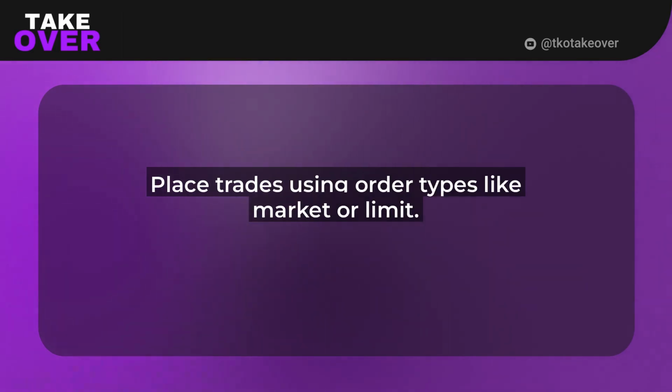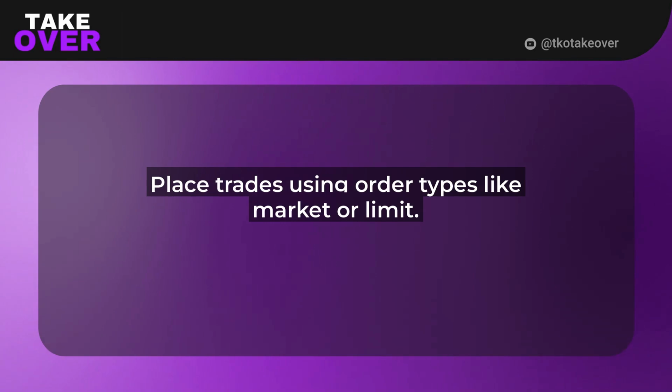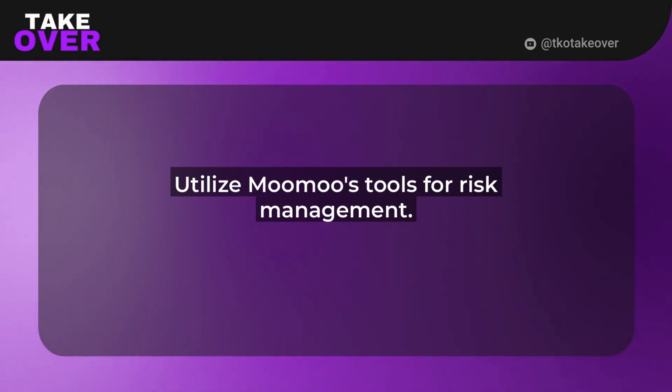Now, for the fun part, placing a trade. Select the futures market you're interested in, like S&P 500 or oil futures. Set your order type, market, limit, or stop loss to manage risk. Remember, always use tools like stop loss orders to protect your capital. Moomoo's 2025 features include customizable alerts and simulated trading, so you can practice without real money.